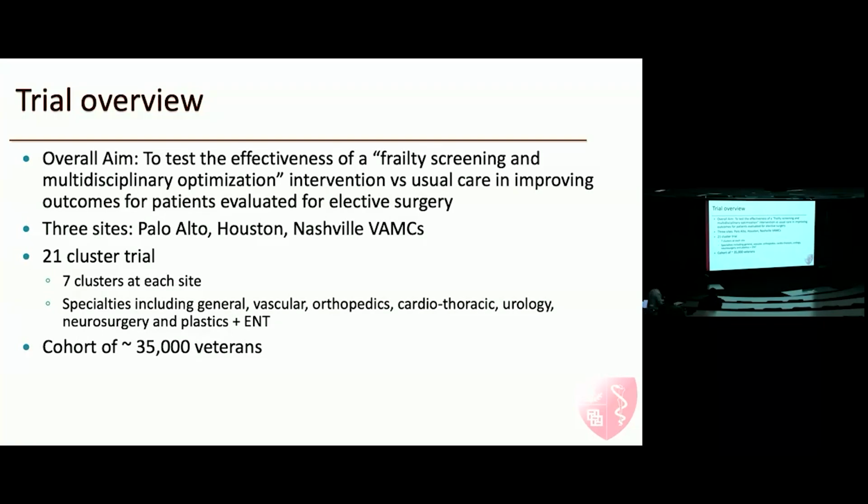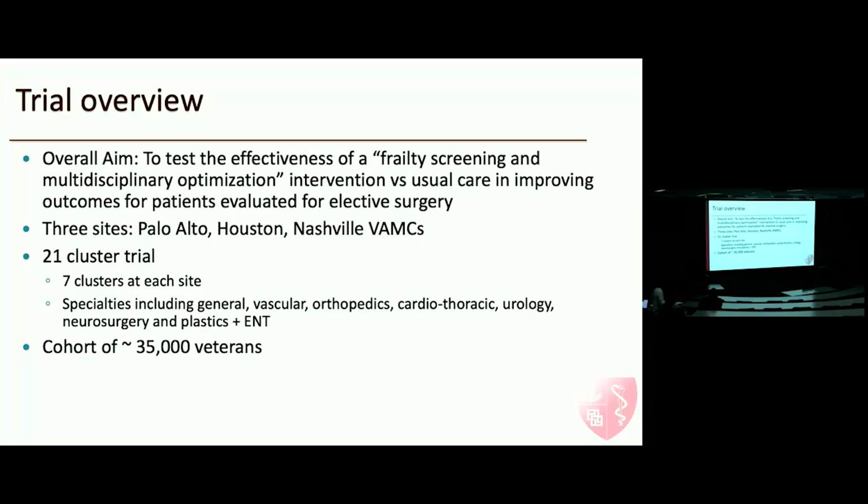So the overview of this trial: the overall trial aimed to test the effectiveness of a frailty screening and multidisciplinary optimization intervention versus usual care, in improving outcomes for patients being evaluated for elective surgery. So we are measuring frailty as well as referring for optimization before the surgery happens. In our analysis, we will have patients who were evaluated for surgery and eventually did not have surgery. I think that's an important consideration.